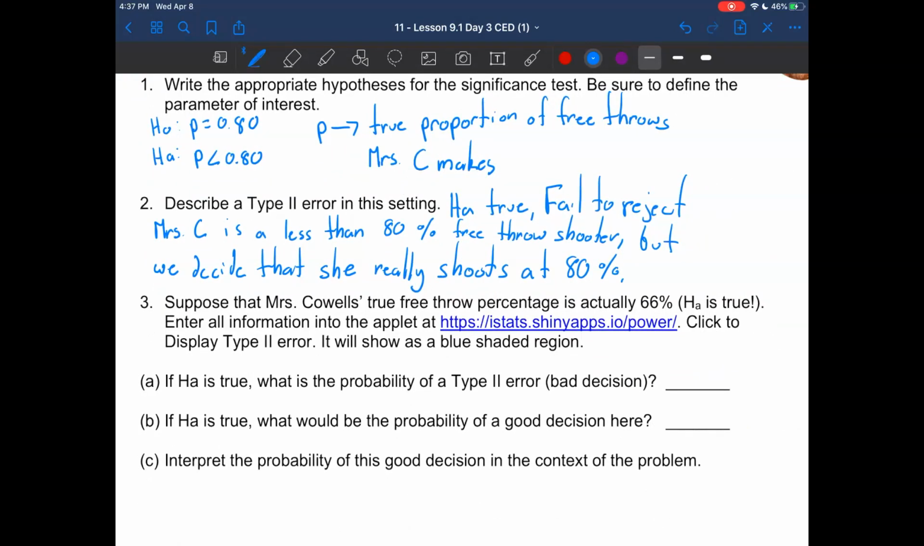Okay, so let's take a look at question number 3. So suppose that Mrs. Kell's true free throw percentage is actually 66%, that our alternative hypothesis is true. I have this information entered on the applet, and it says display the type 2 error, and it's going to show a blue shaded region. And if your alternative hypothesis is true, what's the probability of the type 2 error occurring, that you're going to fail to reject the null hypothesis.